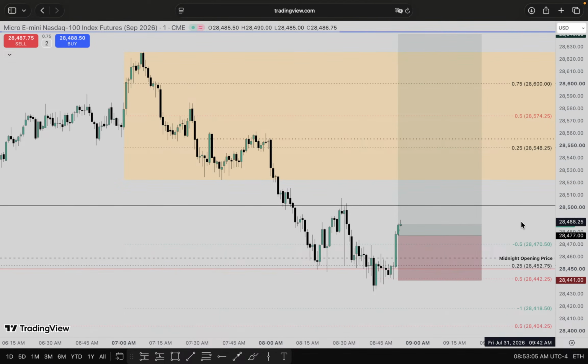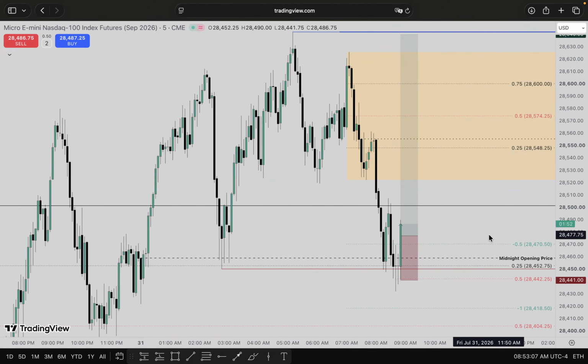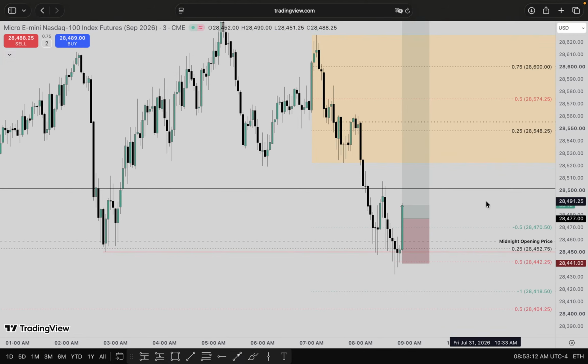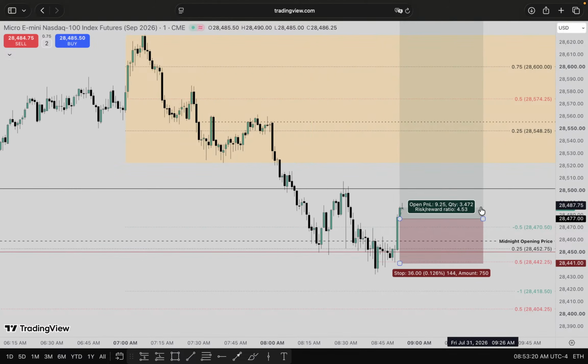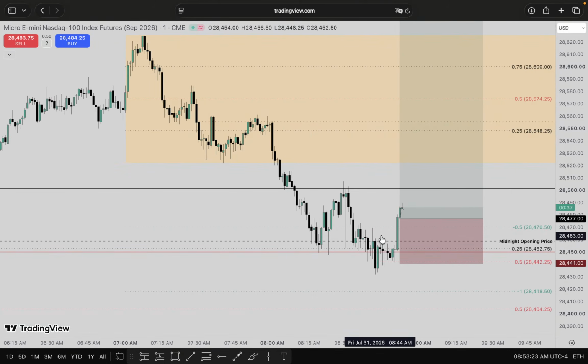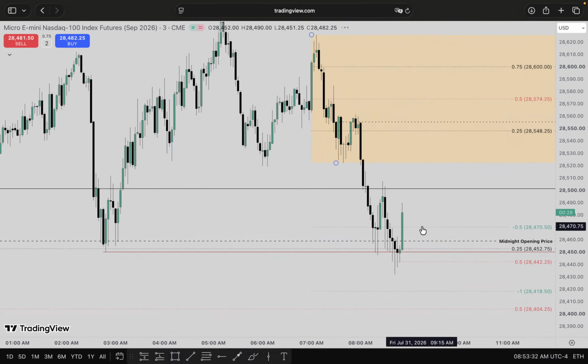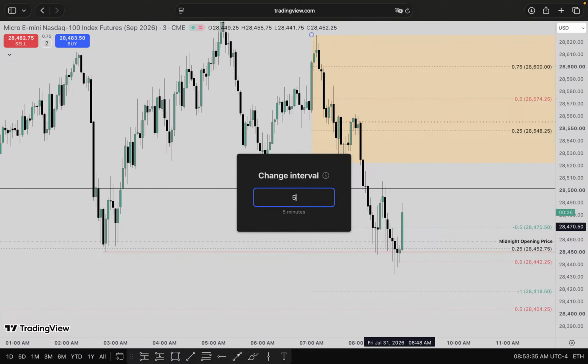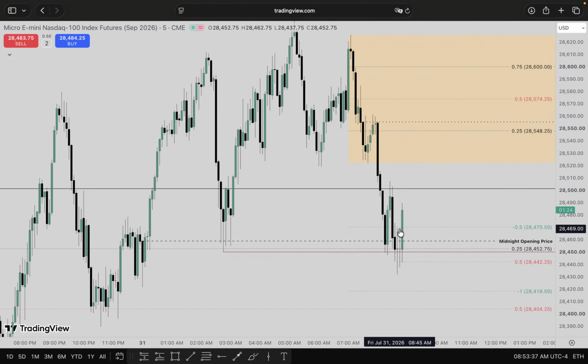Yeah, I'll do like one. Let me see. Yeah, I like this setup. You've gotta push up, pull back. The only thing is, I want to see how this 3 minute candle closes, because, or no, what is it? 5 minute.